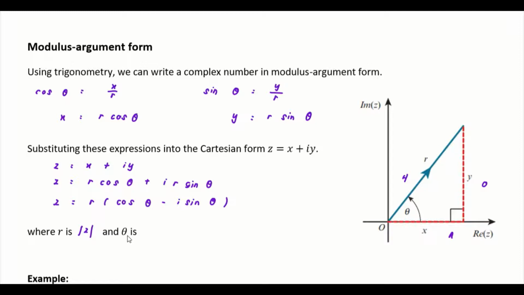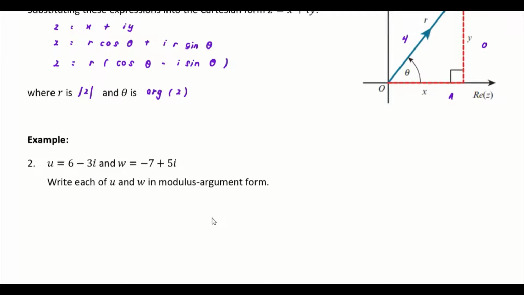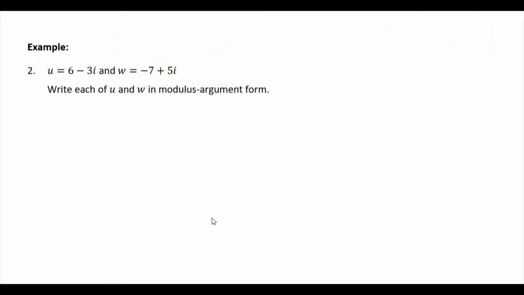Then the theta here will be our argument for z, because that is just the angle between the positive real axis and the position vector, which is our argument. Okay, so now let us try out the example together. u is 6 minus 3i, and w is negative 7 plus 5i. Write each of the complex numbers in modulus argument form.